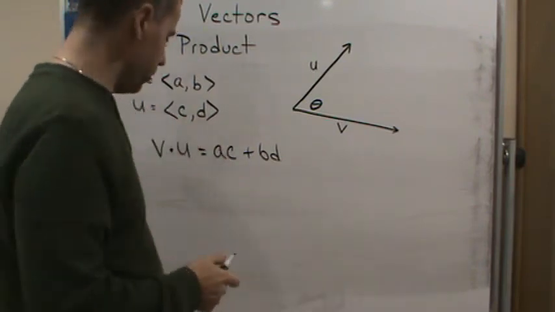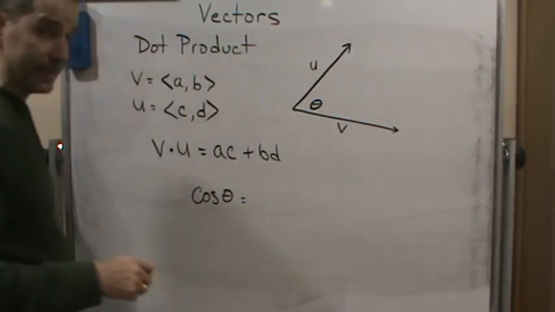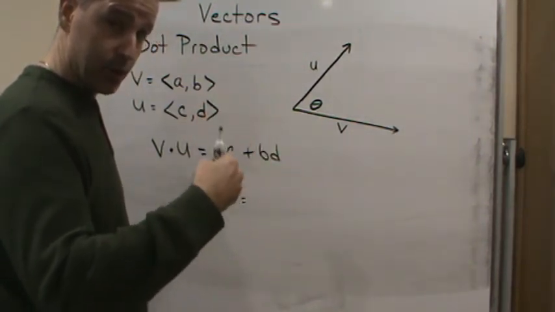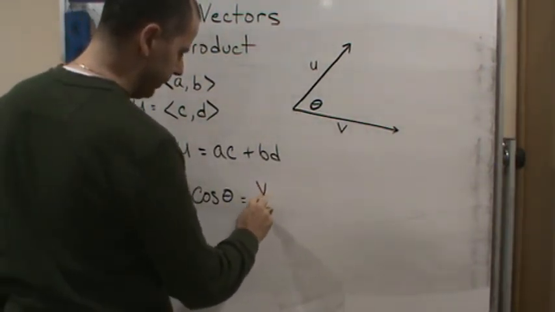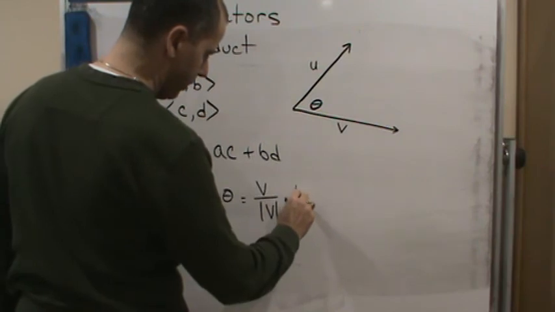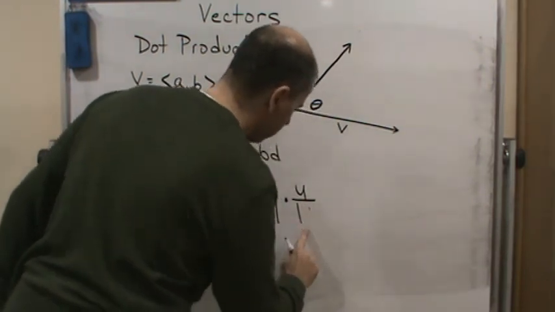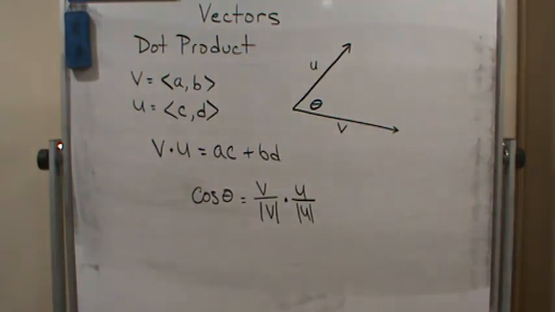Well, the formula that you would use is going to be this. It's going to be cosine theta is equal to the dot product of the unit vectors corresponding to the vectors. So since we're using v and u, it would be the dot product of the unit vector associated with v with the unit vector of u. Okay, so that's the formula that you would use to find the angle between the two vectors.